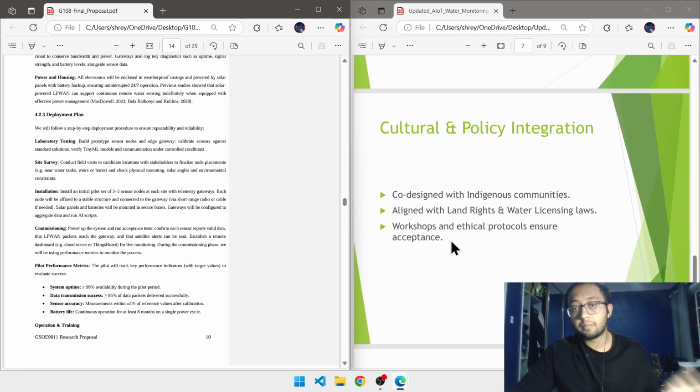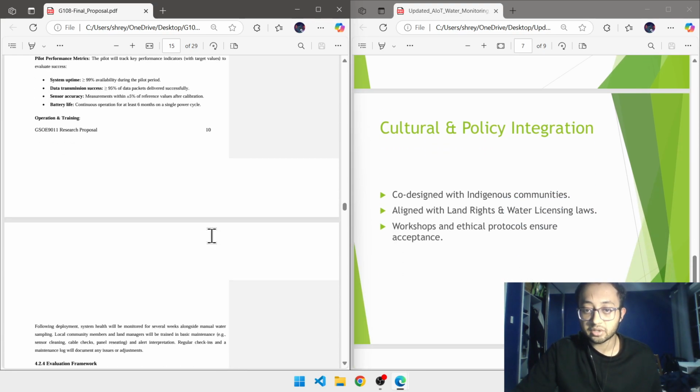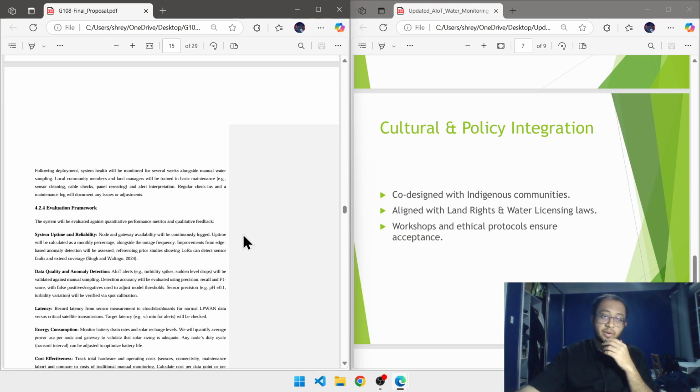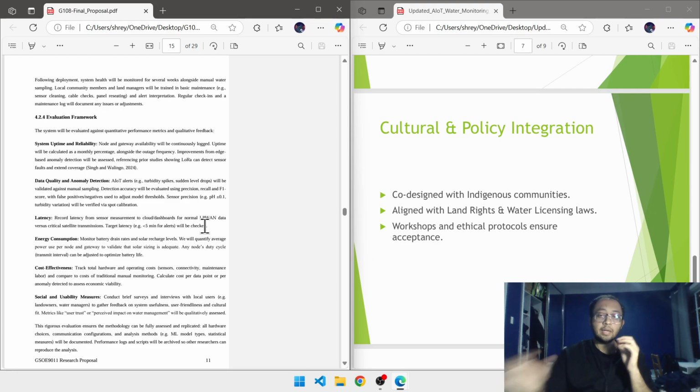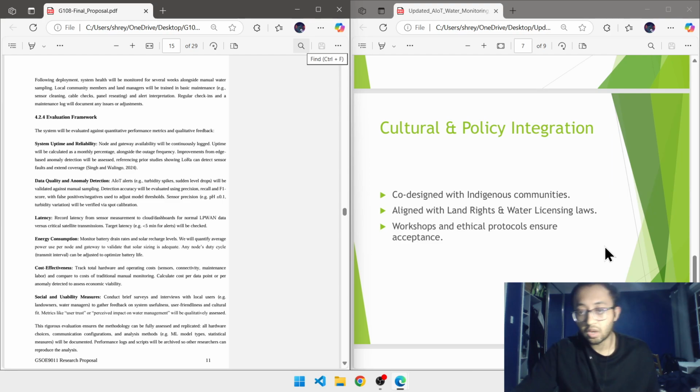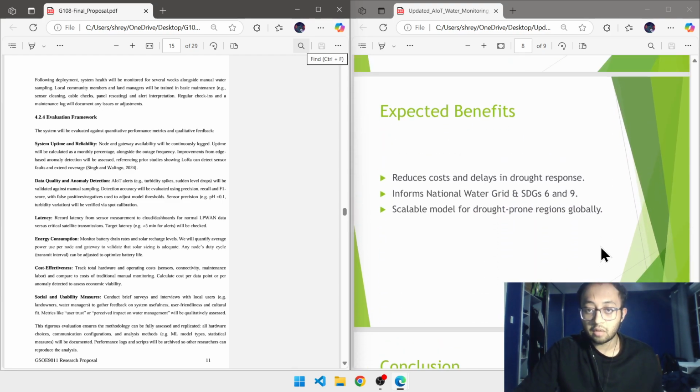Then it should come to the cultural and policy integration. The solution that we have implemented in our proposal should be in accordance with the cultural and policy frameworks implemented in the indigenous regions of Australia, and it should align with the land, water rights, and the licensing laws as well. Afterwards, the completion of the pilot, workshops, and ethical protocols should ensure that it is locally accepted by the community.